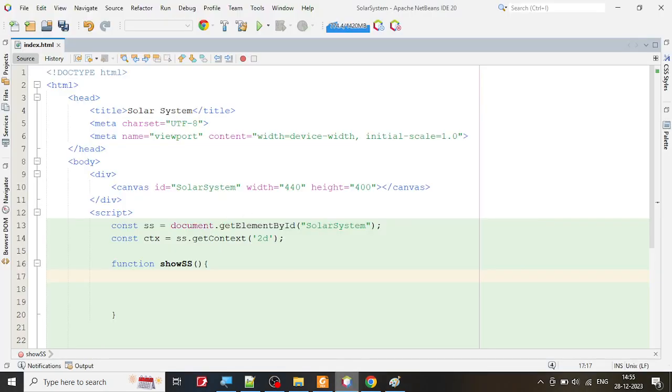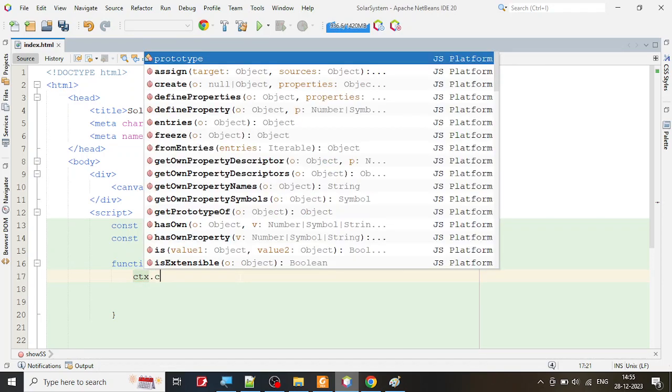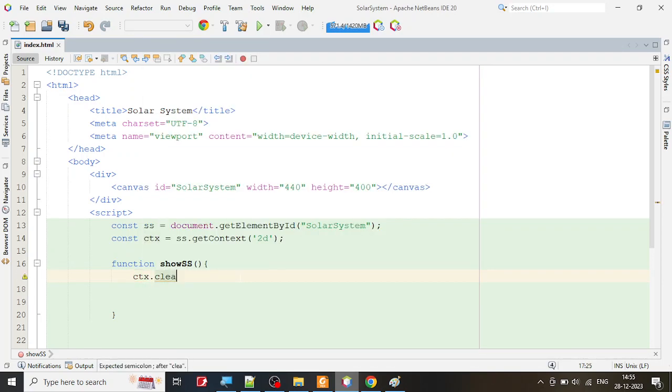Let me go to the function, and within the function, the first thing I'm going to do is say ctx, and clear the rectangular area, that is the clear rectangle, starting from 0, 0 till the width and height. So I've taken the width and height as 440 and 400. So I'm going to just clear this.